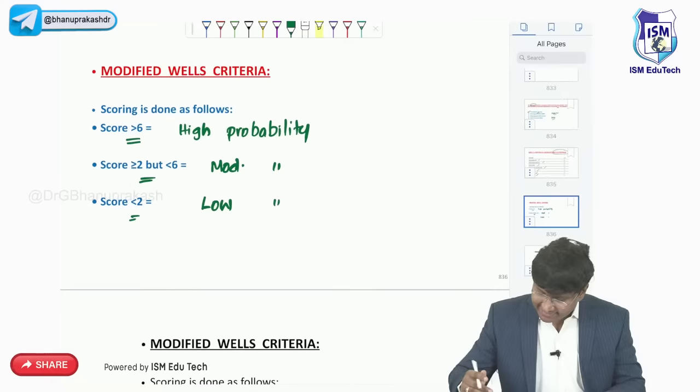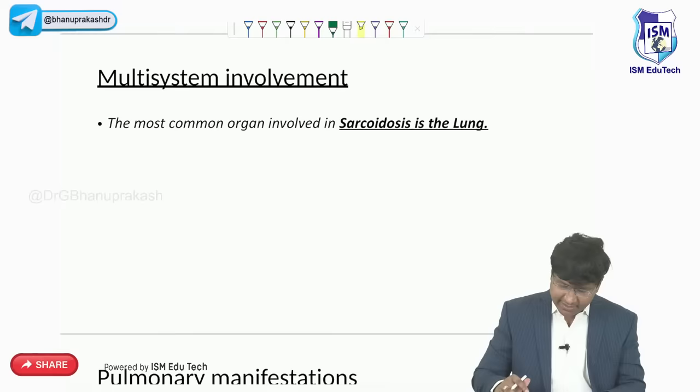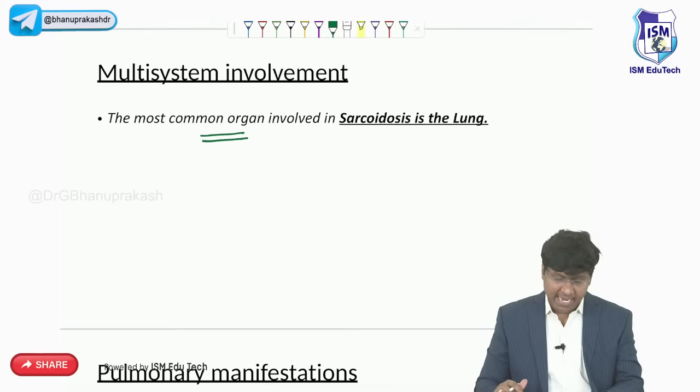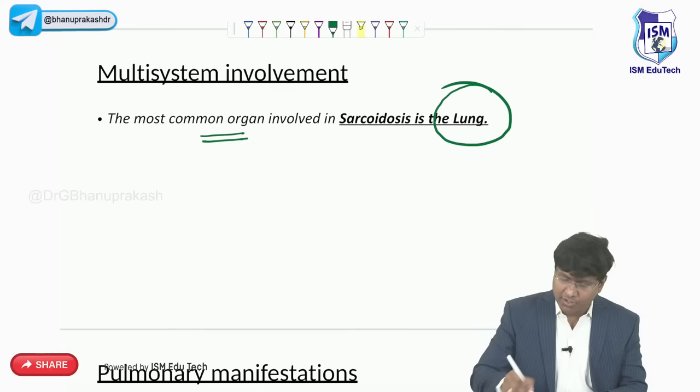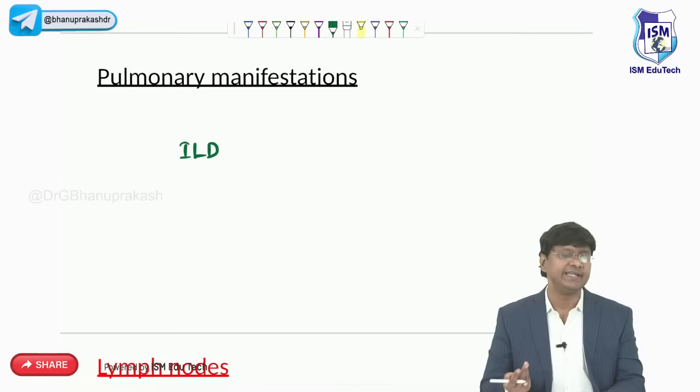And the next important topic is sarcoidosis. The next important topic in pulmonology that you should know is sarcoidosis. What is the hallmark? Sarcoidosis is a non-caseating granuloma and it's a multi-system involvement. Among all these systems, the most common organ affected is the lung. The most common pulmonary manifestation will be interstitial lung disease, or there can be development of pulmonary fibrosis.